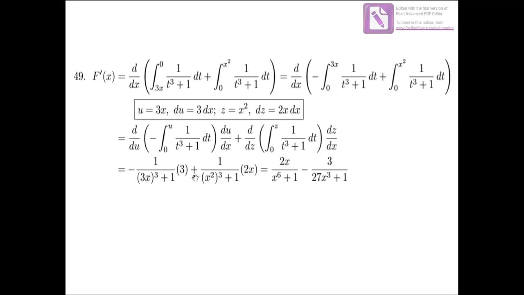So now if you add these two terms, it will be equal to 2x over x to the power 6 plus 1 minus 3 over 27x cubed plus 1.